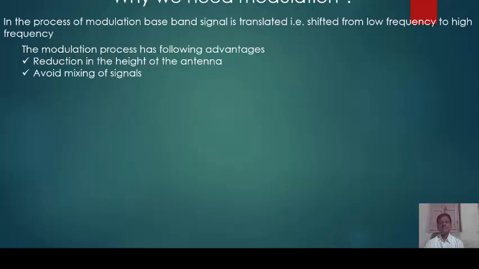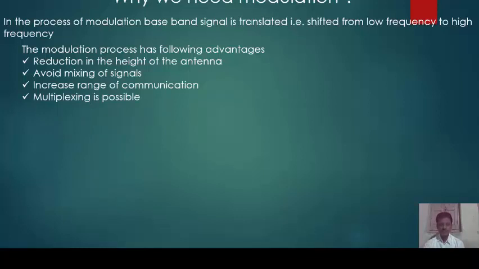Second one is avoid mixing of signal. Third type of the advantage is increase the range of communication. Next one is multiplexing is possible when we are using the modulation process, and this is the last one, that is improve the quality of reception. In this way, these are the different advantages when we are using the modulation process.